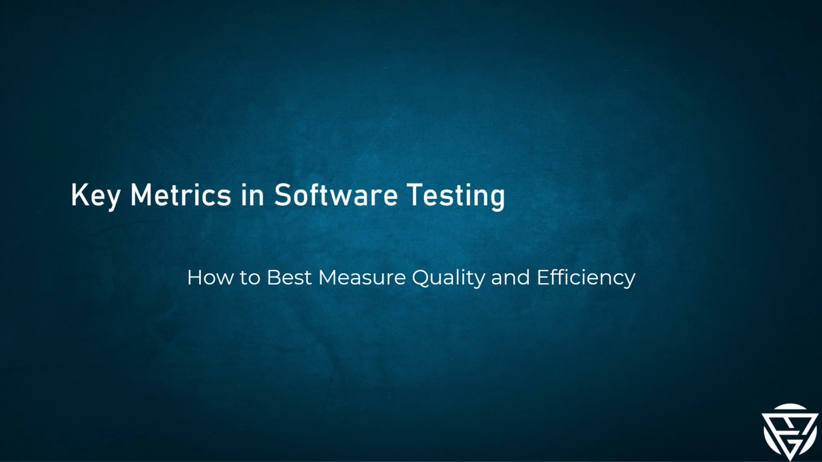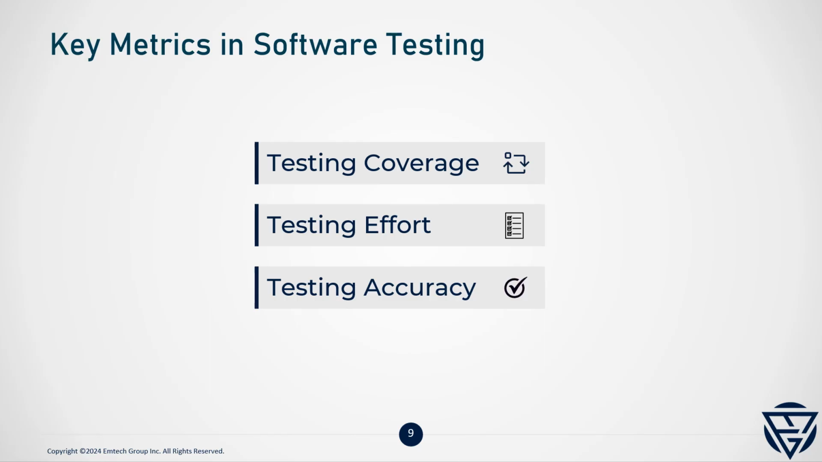So now let's shift our focus to key metrics in software testing. By using software testing metrics, we can drive efficiencies in measurable ways to drive highest quality over the shortest period of time. There are many software testing metrics. However, I like to focus on three main ones, and that is testing coverage, testing effort, and testing accuracy.